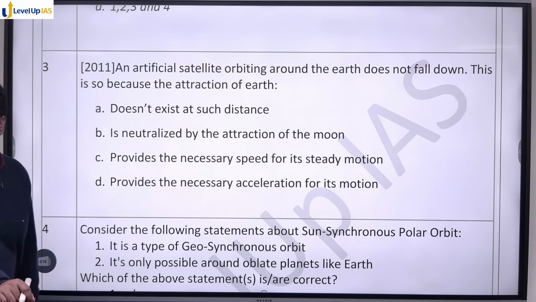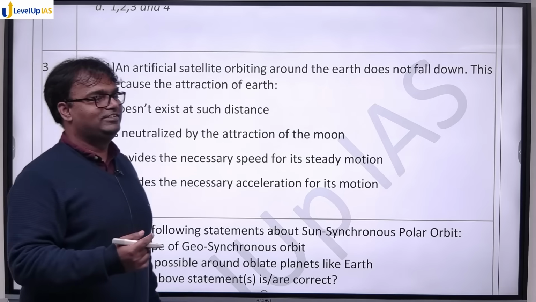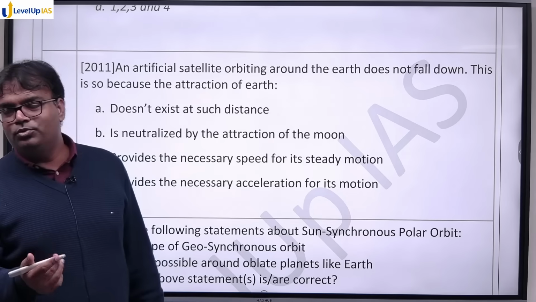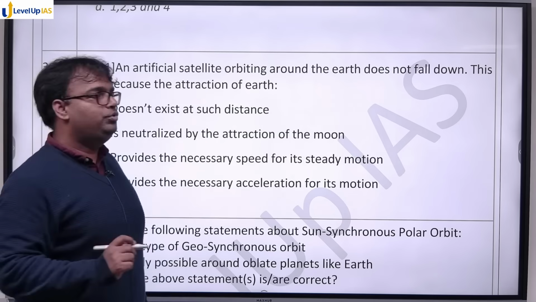Anyone else? Any other answer? D. See, force is mass into acceleration. So force will always provide you acceleration. Now please note it carefully.